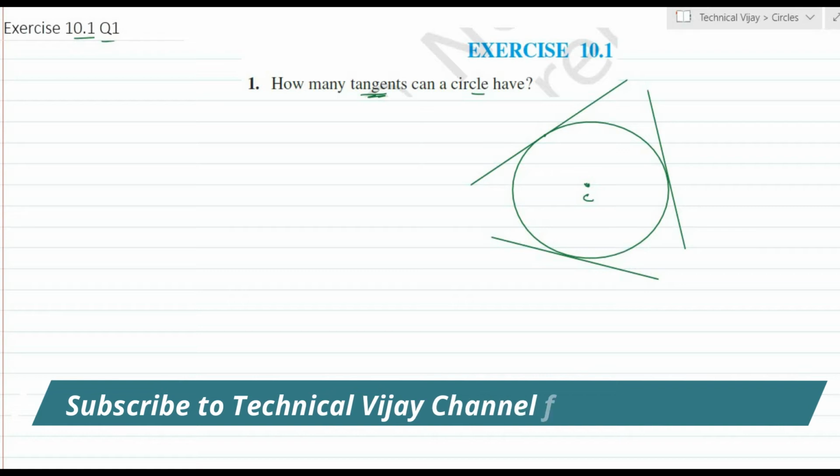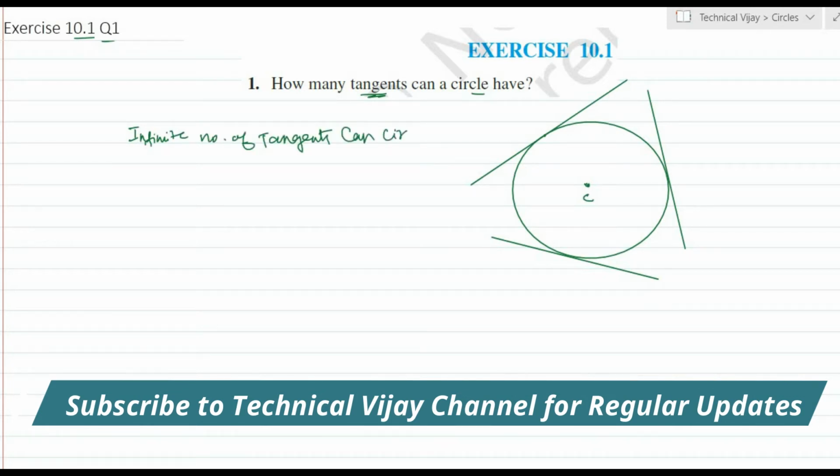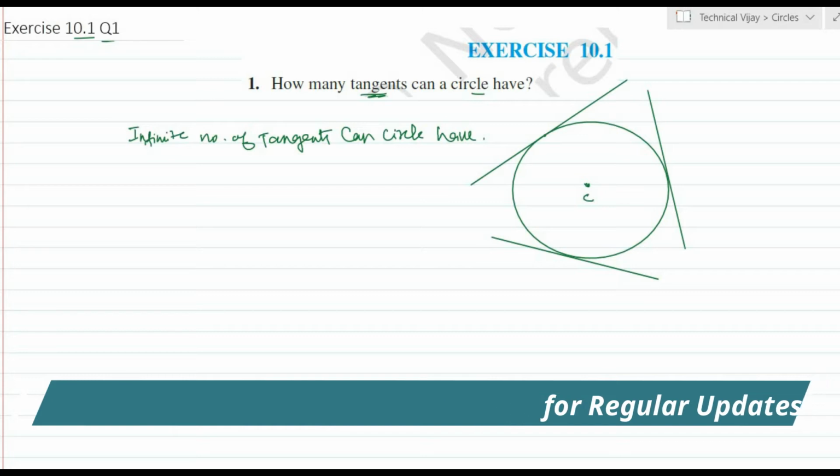So how many points are there in the circle? There are an infinite number of points. So how many tangents can a circle have? There are an infinite number of tangents a circle can have. A circle can have so many tangents, countless tangents. So now we will see the next one.